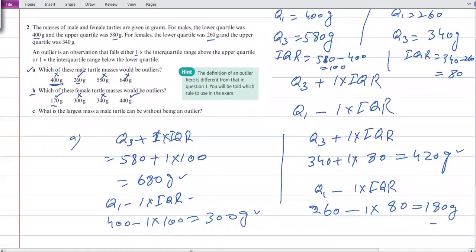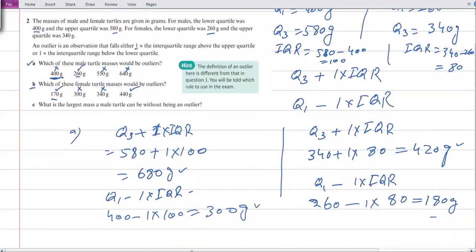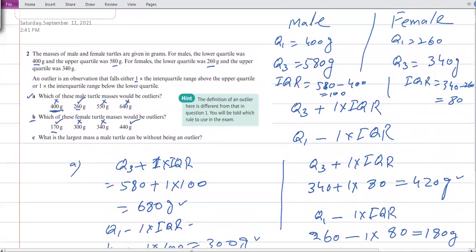So if we look at this one, the question is, what is the largest mass of a male turtle can be without being an outlier? It should not be an outlier, but the largest value. So clearly you can see it is 640 grams. It is not an outlier and is the largest value. Okay, so 640 grams will be the answer for this one.